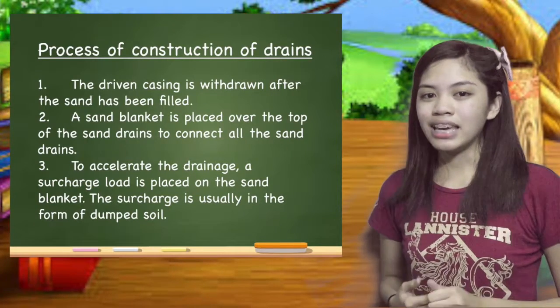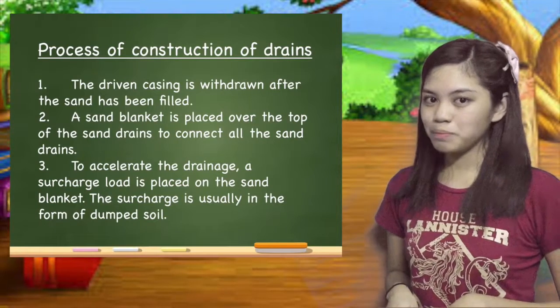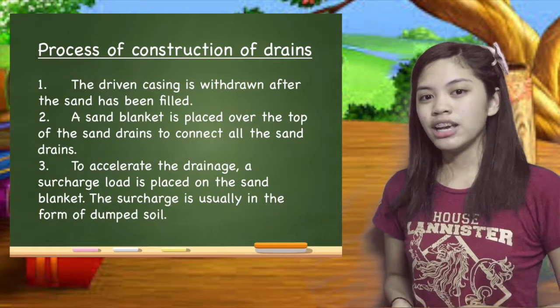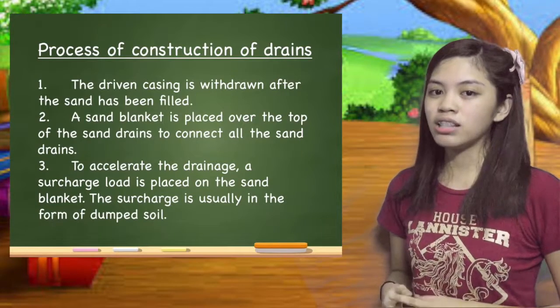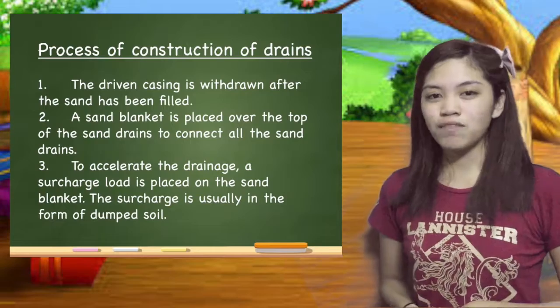A sand blanket is placed over the top of the sand drains to connect all the sand drains. To accelerate the drainage, a surcharge load is placed on the sand blanket. The surcharge is usually in the form of dump soil.